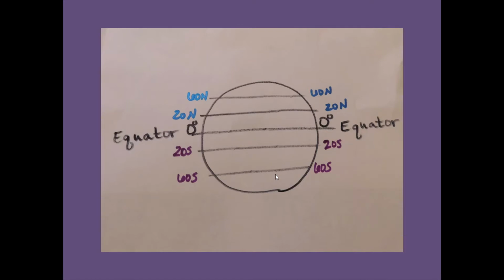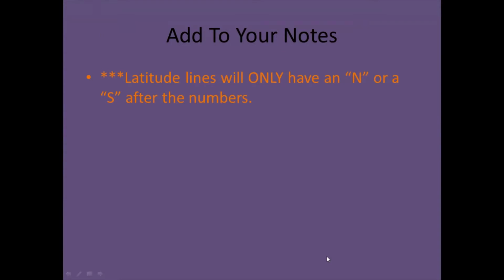Only latitude lines can have N's and S's by them. So latitude lines will only have an N or an S after the numbers because they are going to be latitude lines either in the northern hemisphere or the southern hemisphere. Make sure you're getting this all in your notes.